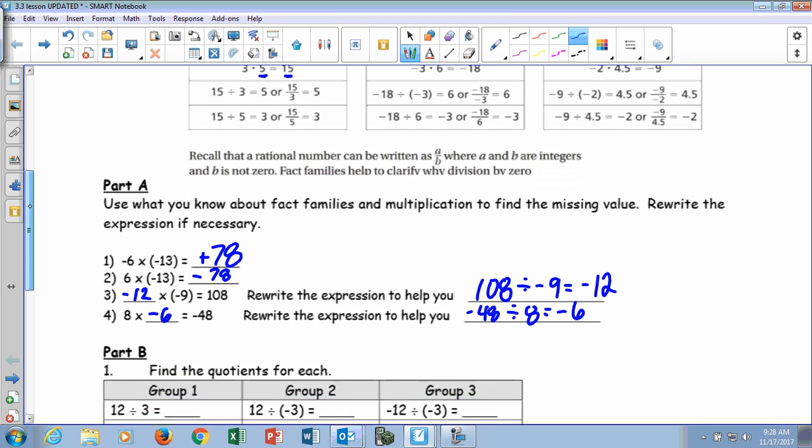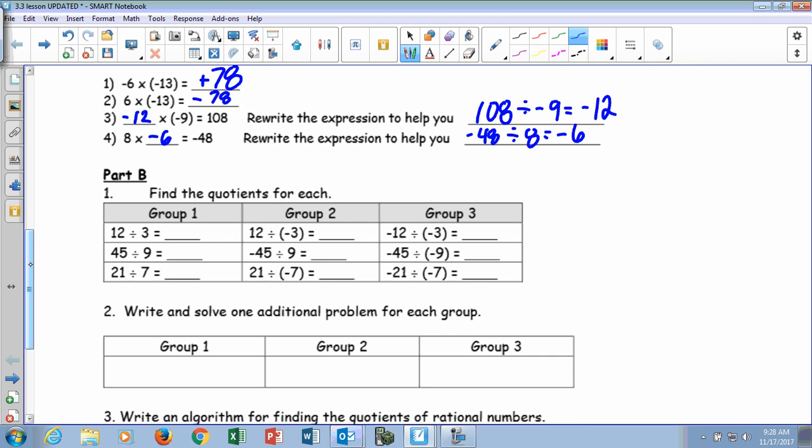So in part B now, I'm going to turn you loose in a second to work on this. This looks a little familiar, right? Doesn't this look like when we did the multiplication section? But now it's division. There are 3 groups here. With your teammates, I want you to find the answers to groups 1, 2, and 3. Then we're going to talk about number 2 in part B once everyone's done. So you're just doing number 1 in part B, filling in those 9 answers. We're going to give you a few minutes.